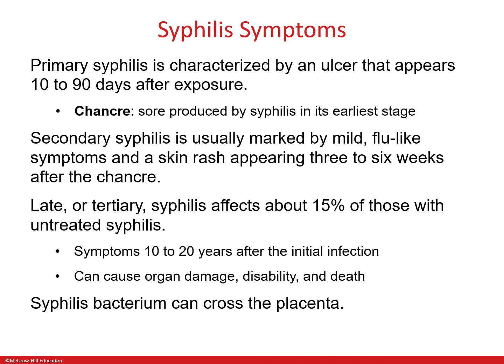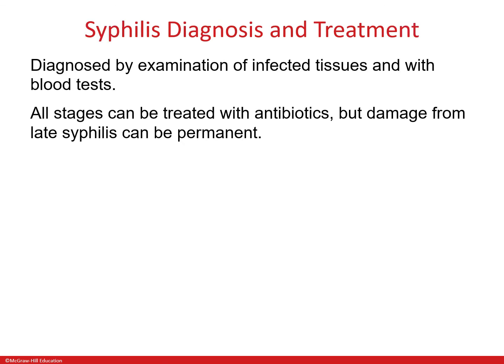In infected pregnant women, syphilis can cross the placenta. So if the mother is not treated, the probable result is stillbirth, prematurity, or congenital deformity. In some cases, the infant is born infected and requires treatment. Syphilis is diagnosed by examination of the infected tissues and with blood tests. All stages can be treated with antibiotics, but damage from late syphilis can be permanent.